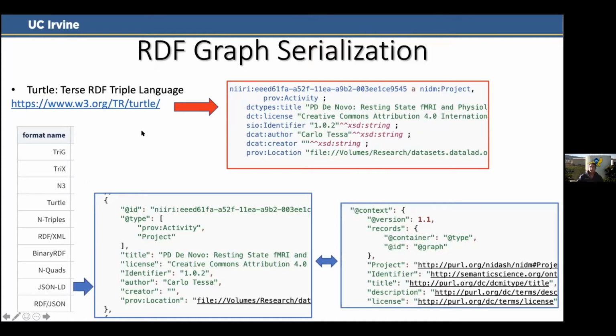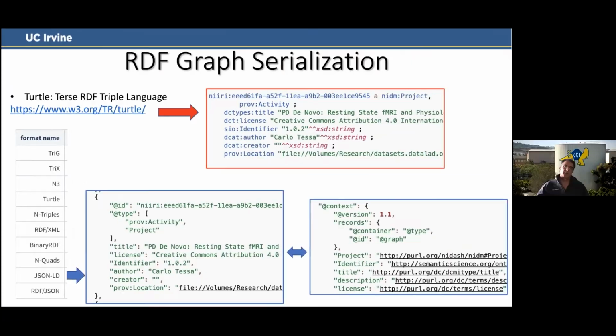Now, these linked data serializations are really structured and meant for computers. They're not really meant for humans to look at. But in our space, if you are to write information out into a file, researchers want to look in that file, they want to do things with that file. And so we chose Turtle because we thought it was the most human readable.